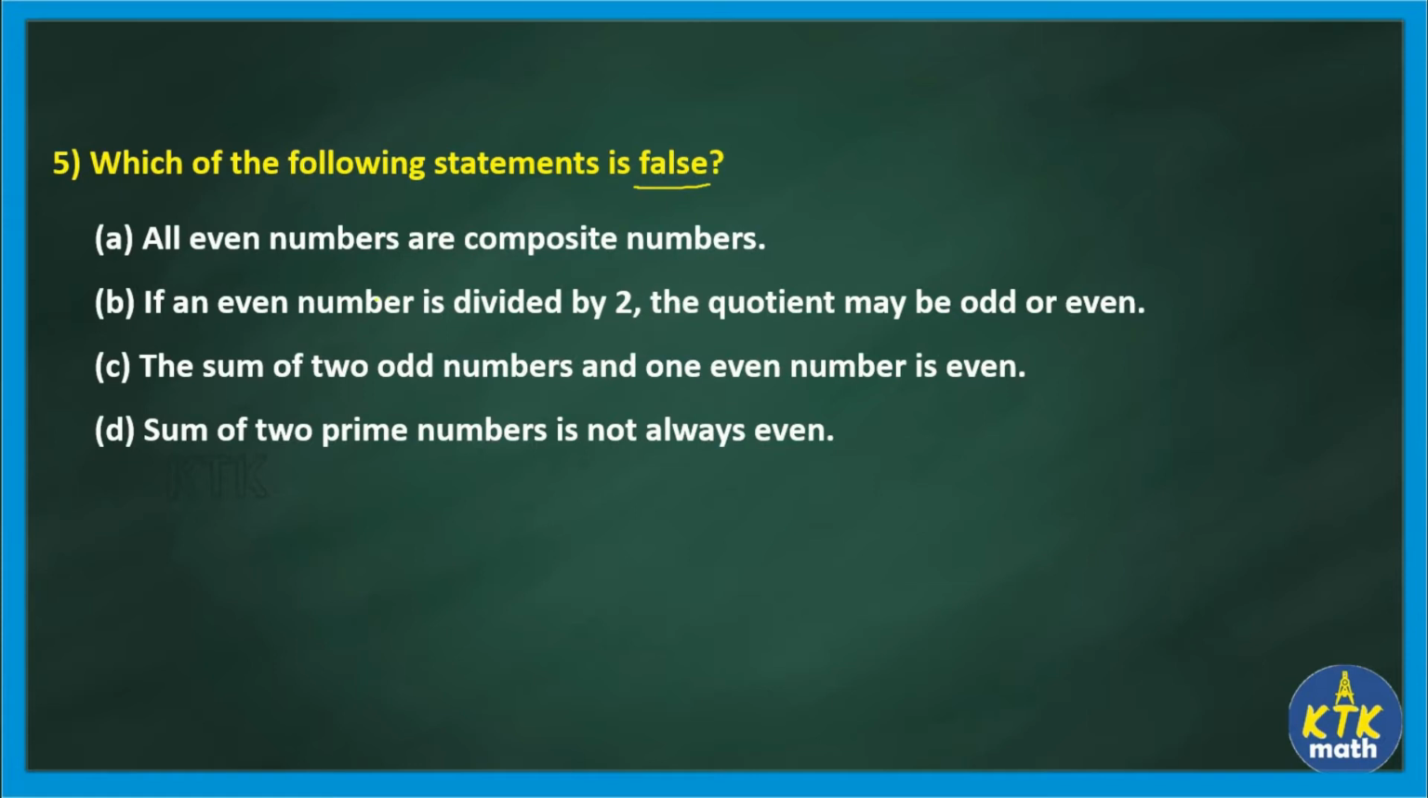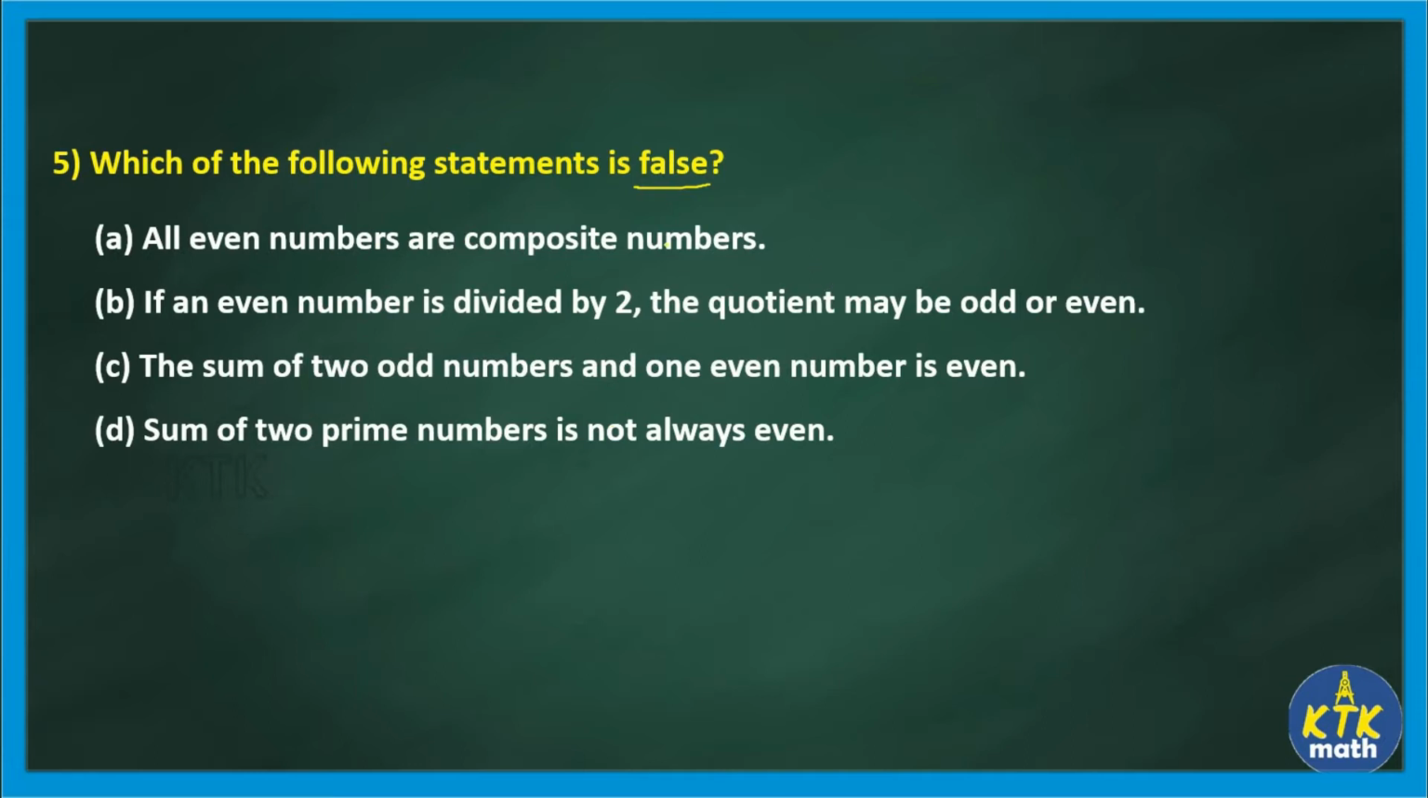Then second one, if an even number is divided by 2, the quotient may be odd or even. Then the third one is sum of two odd numbers and one even number is even. And the last one, sum of two prime numbers is not always even. So here I have read all 4 statements now. So you need to think and analyze which one is going to be the false answer. Okay, I'll explain one by one.